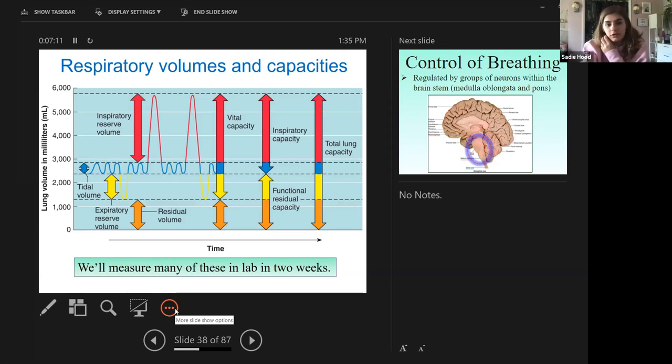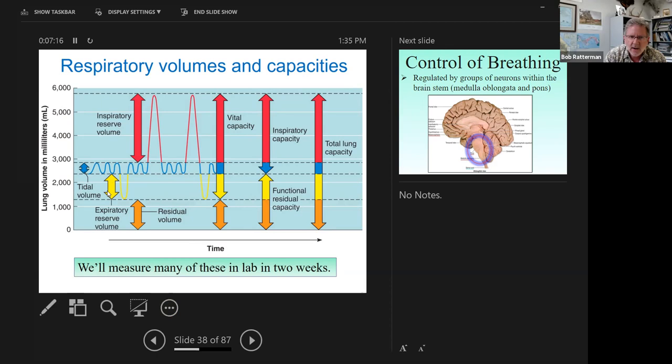The expiratory reserve volume? Right, the ERV, expiratory reserve. And that's right here in yellow. It's not as much as the IRV. It is more than TV, but not a whole heck of a lot more. Maybe double, maybe. So your IRV is much bigger than your ERV is.